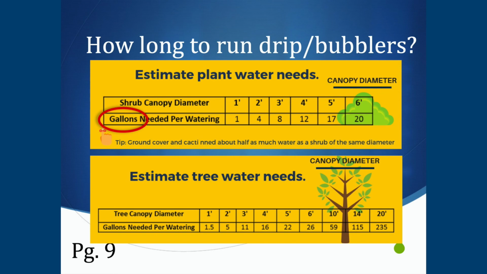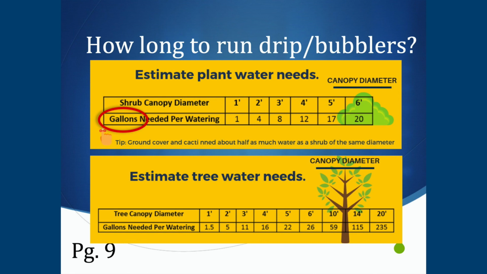Okay, what about drip and bubblers? Well, before we even figure out minutes and hours, we need to know what type of plant we have, if it's a shrub or tree, and then how large it is. You don't necessarily have to go out and measure every single plant in your yard, but mentally think about generally how large your plants are, and what we need to know is how many gallons each plant needs. So again, think about your drip emitters. We measure those in gallons per hour.